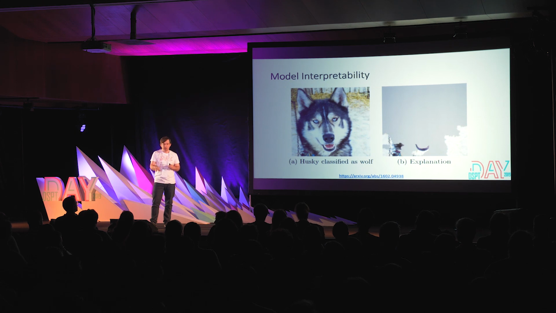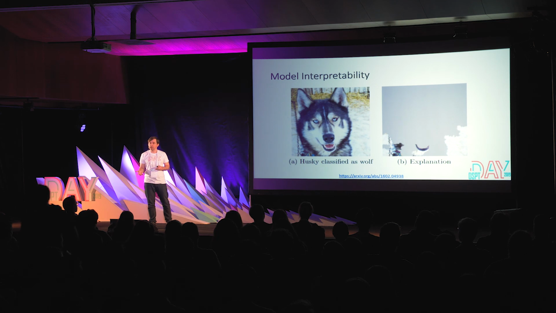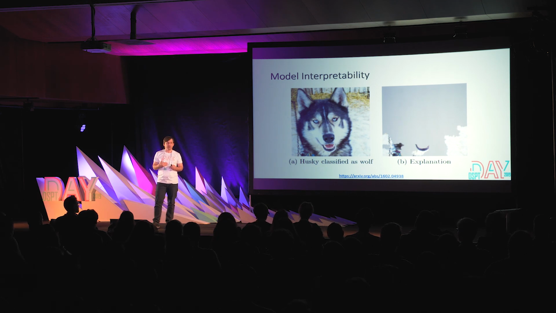And it showed that only the snow around the dog was used to detect it as a wolf. And why did it happen? Because all the wolf images in the training set are pictures taken of wolves with a snow background, right? So the model learned how to detect snow and not the animal, right? And model interpretability helped to discover that issue with the model, and we have time to fix it.